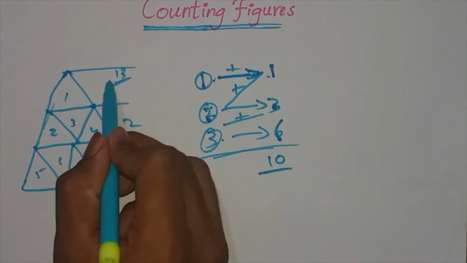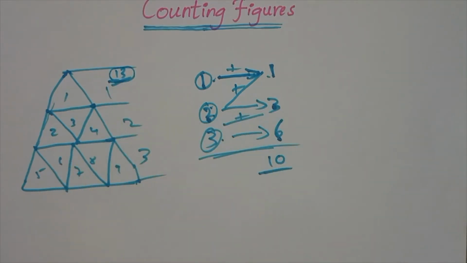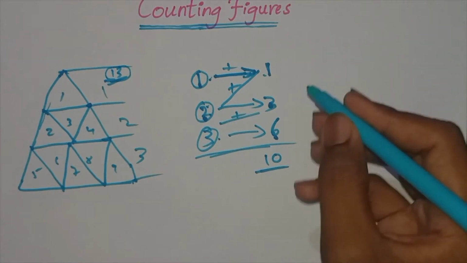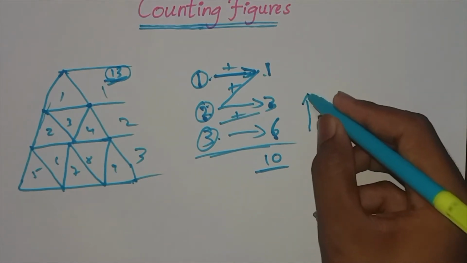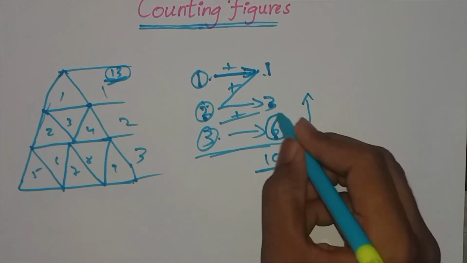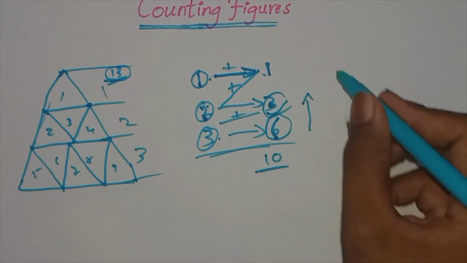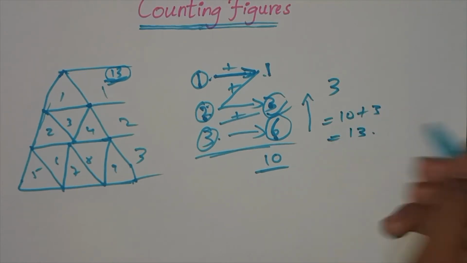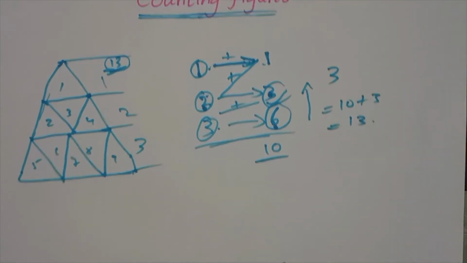I told you previously that there are 13 triangles. So 3 more triangles, how? The simplest trick is, from the downside take alternatively. That means leave 6 and only take 3. It will give 10 plus 3 equal to 13. So let's take another example.